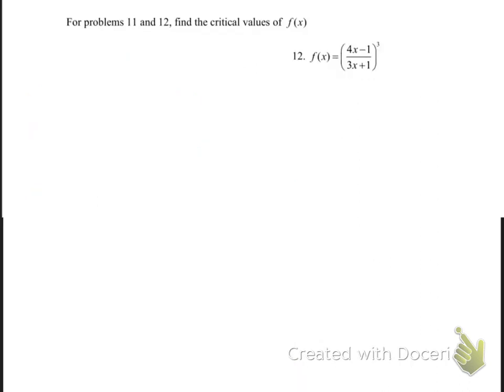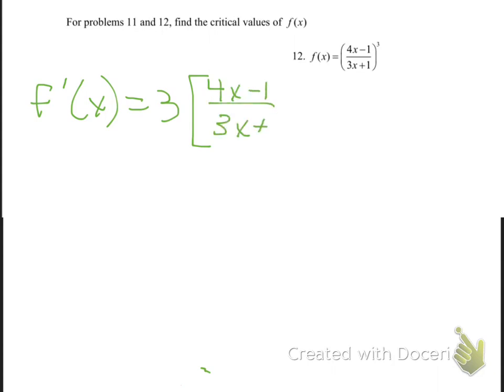Okay, starting question number 12. They were also asking you for the critical value, and I am noticing that I have not only a quotient rule but also a power rule. So let's start with the power rule first. Bring down your power, so I would have 3, and then bring this entire function, 4x minus 1 over 3x plus 1, raised to the power of 2. Then multiply it by the derivative of 4x minus 1 over 3x plus 1.